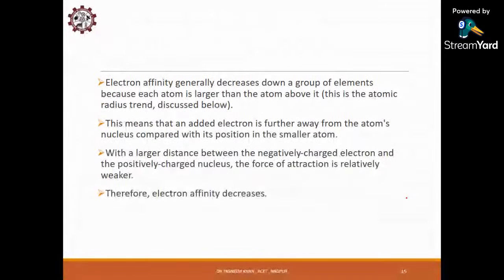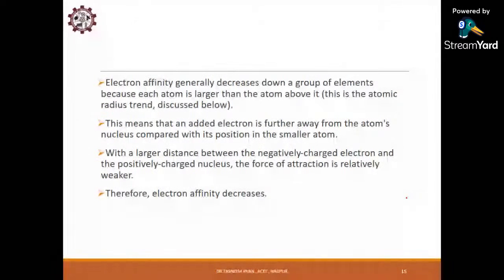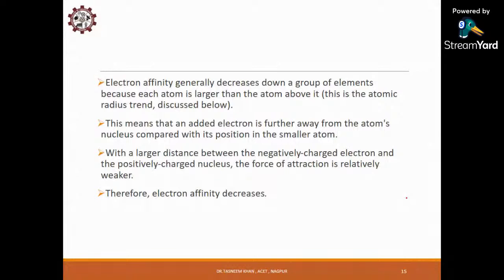So electron affinity basically decreases down a group of elements because each atom is larger than the atom above it, as the atomic radius increases. This means that an added electron is further away from the atom's nucleus as compared to its position in the smaller atom. As the distance between the negatively charged electron and the positively charged nucleus is larger, the force of attraction becomes much less. So electron affinity automatically decreases. Clear?